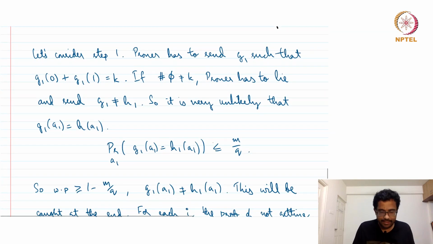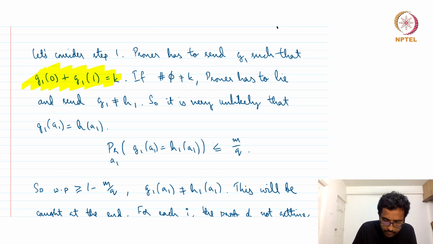So let's just consider step 1, and this will be easy enough to calculate. The prover has to send g1 such that g1(0) plus g1(1) is equal to k, right? This is what he had to send. So if the number of satisfying assignments is not k, the prover has to lie, and he cannot send the correct h1, right? Because if the correct h1 is sent, h1(0) plus h1(1) will not be equal to k. It will be the correct number of satisfying assignments, right? So he has to lie. So he gives a wrong g1.